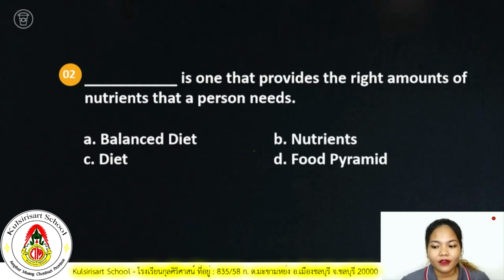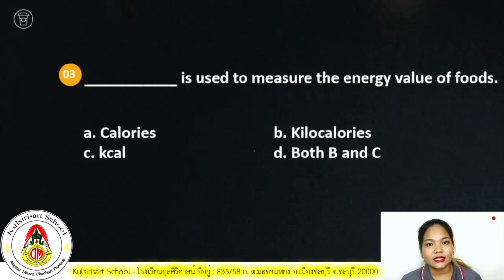Now let's proceed to number 2. Blank is one that provides the right amounts of nutrients that a person needs. Is it letter A, balanced diet, letter B, nutrients, letter C, diet, or letter D, food pyramid? And for number 3, blank is used to measure the energy value of foods. Is it letter A, calories, letter B, kilocalories, letter C, KCAL, or letter D, both B and C?